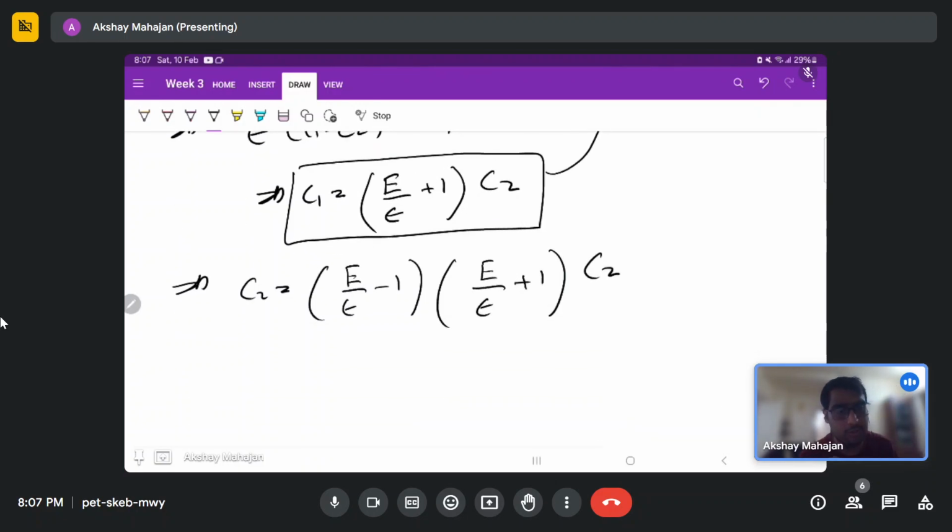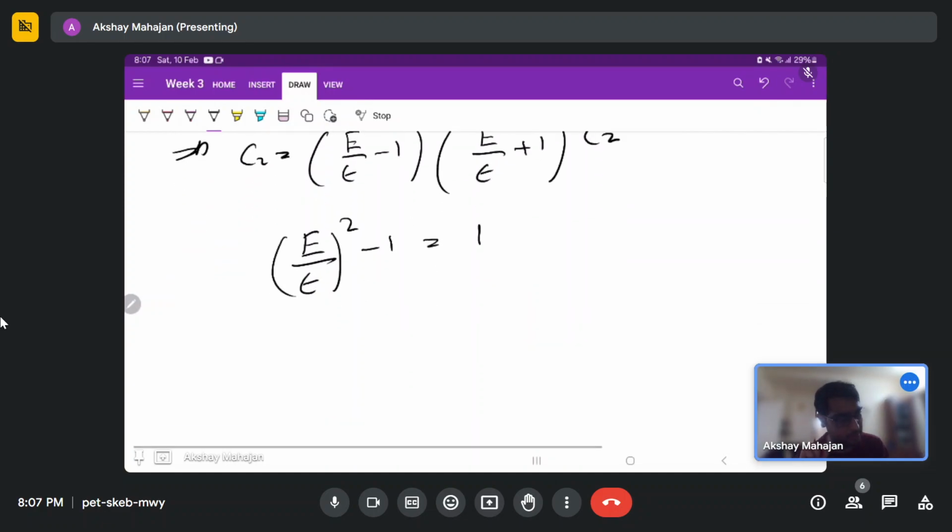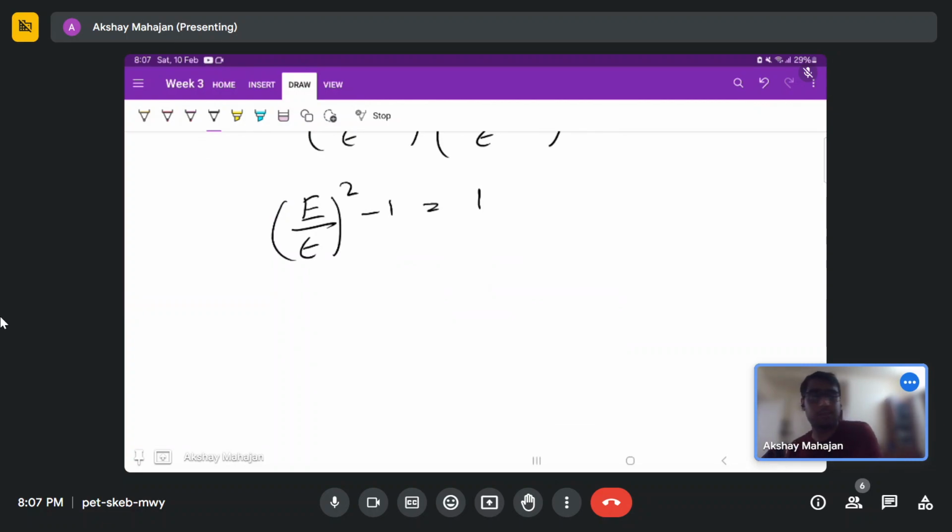Okay, so C2 will cancel out on both sides. So you will have basically E by epsilon minus 1, times E by epsilon plus 1. Just multiply this, it will be (E by epsilon) whole square minus 1, which equals 1. A plus B times A minus B is A square minus B square.